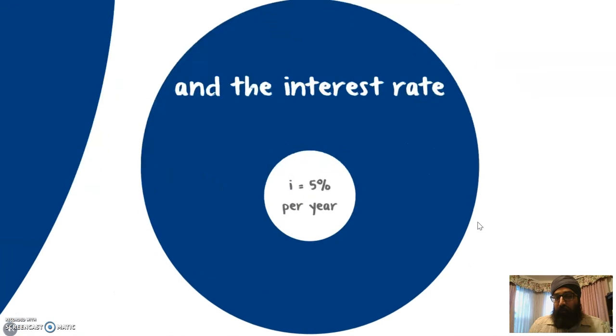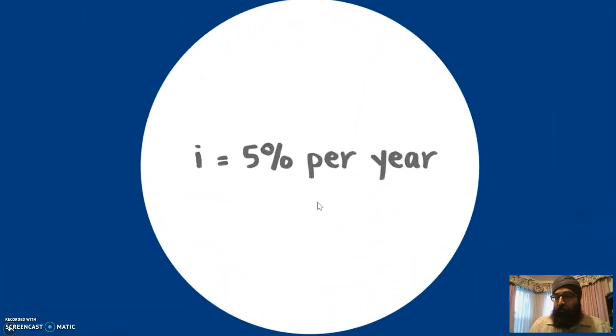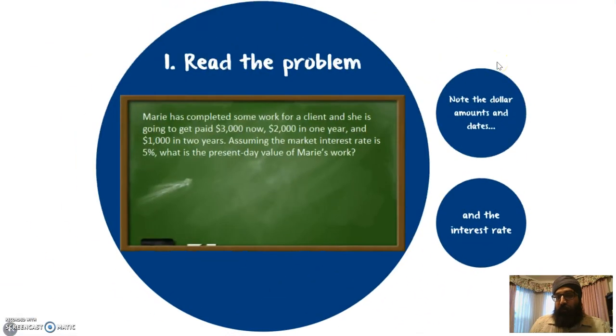And the second piece of information we have here is the interest rate. I equals 5% per year. That's the rate we're going to use to discount our money as we go through this problem. So another important piece of information.